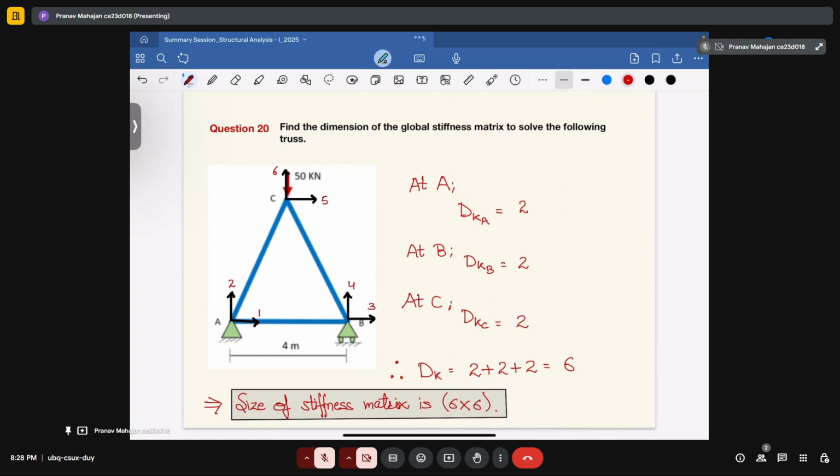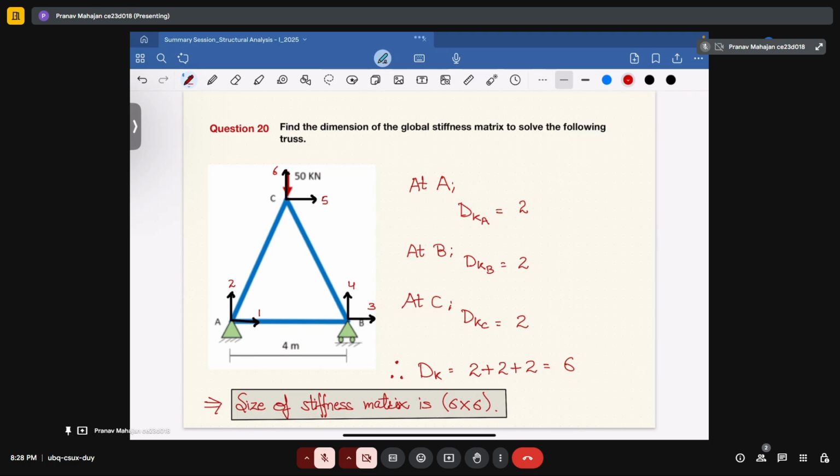So in this case, at joint A, you are having 2 degrees of freedom, one in the horizontal direction and one in the vertical direction. And at each and every joint, that is at joint B and joint C, you are having two degrees of freedom. Okay, so when you accumulate all of them, you will get the degree of kinematic indeterminacy equal to 6.